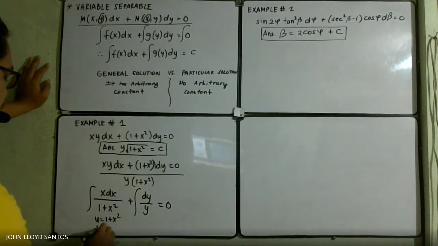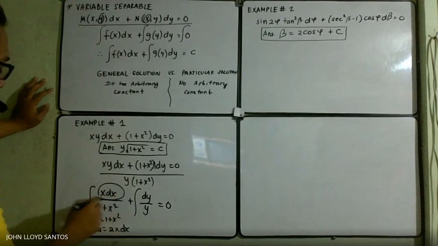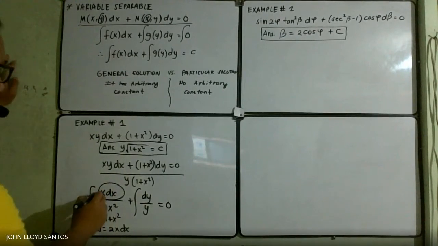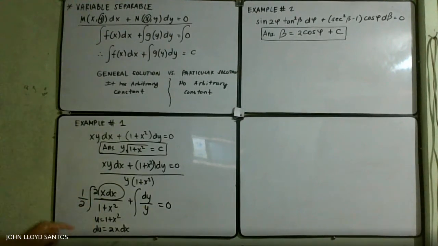plus x squared. So, your du is 2x dx. So makikita natin na meron na tayo ditong x dx. So kailangan natin siya i-satisfy, no? So mag-compensate ka ng 2. So kapag nag-multiply ka ng 2 sa taas, so you have to divide also it by 2, no?